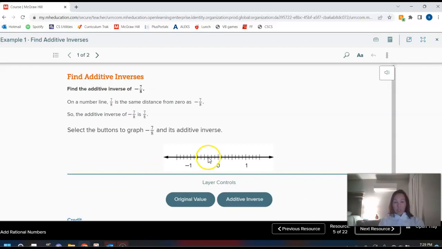So, negative 7/8. Here's how you graph these on a number line. Notice that the number 1 is here, but I have 1/8, 2/8, 3/8, 4/8, 5/8, 6/8, 7/8, 8/8, which is 1. So if you want to graph these fractions, you got to divide it into however many parts are on your denominator. So here's my original value, negative 7/8. Where would the additive inverse be? Where do you think? Point to it. Did you get it right?